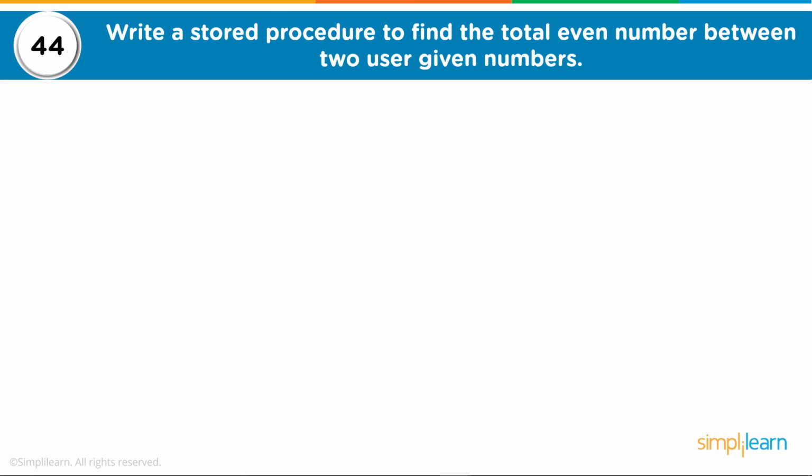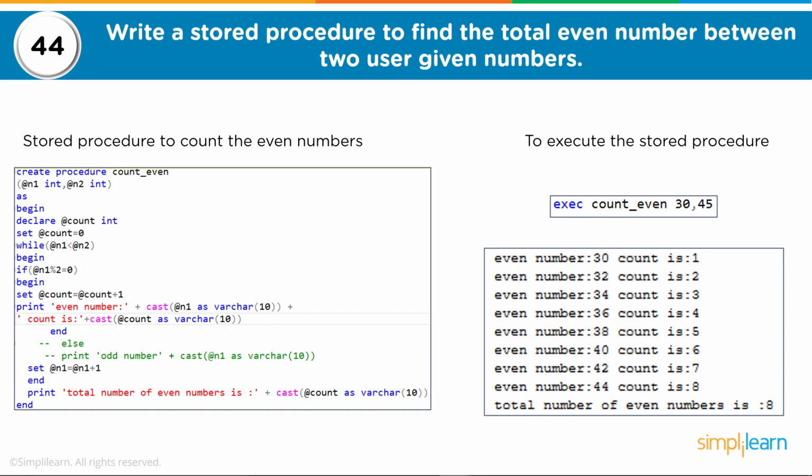Write a stored procedure to find the total even numbers between two user-given numbers. A couple of things to note here. First, we go ahead and create our procedure. You have your two different variables, n1, n2. And we go ahead and begin. We're going to declare our variable count as an integer. We're going to set count equal to 0.